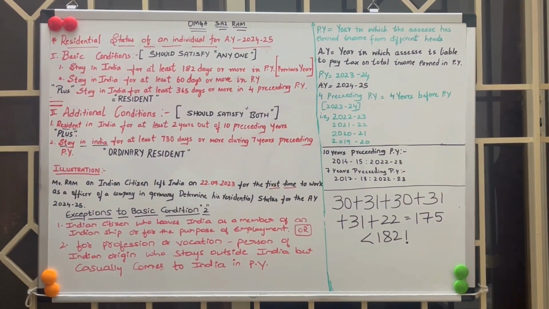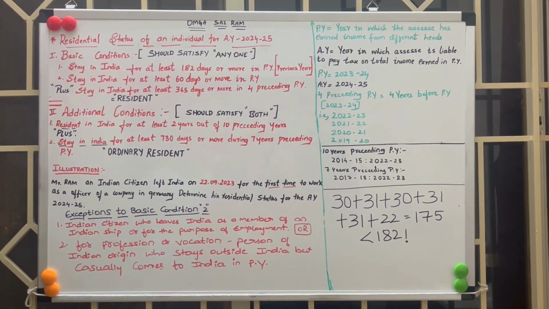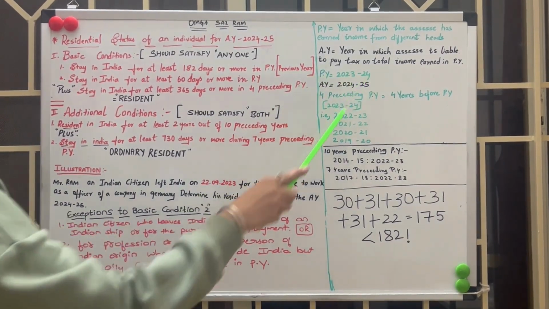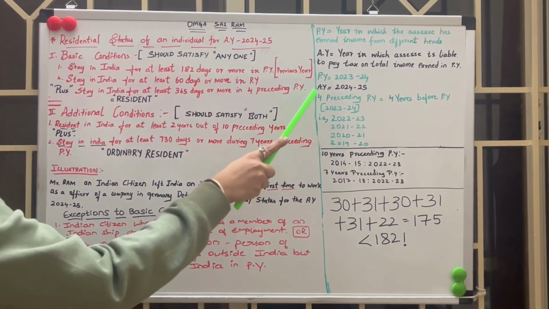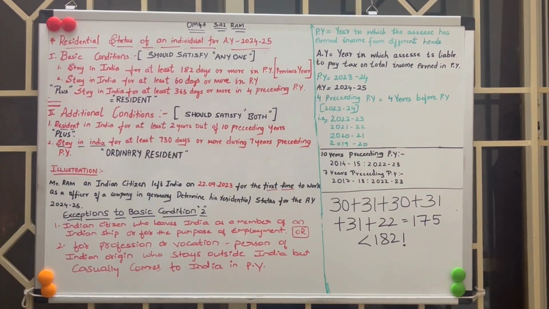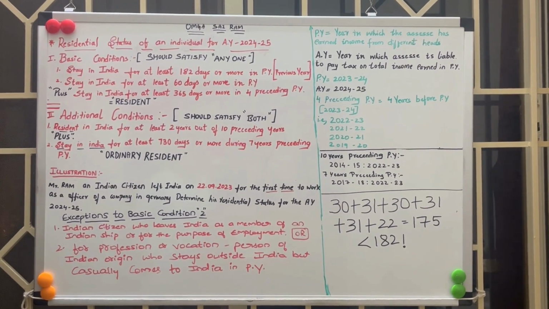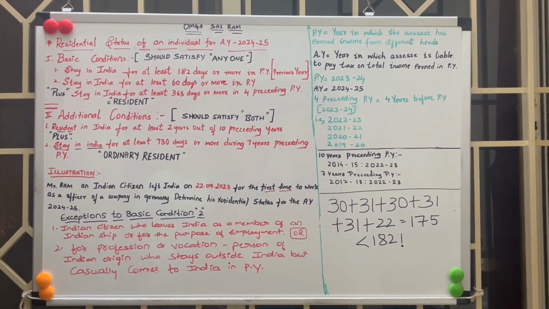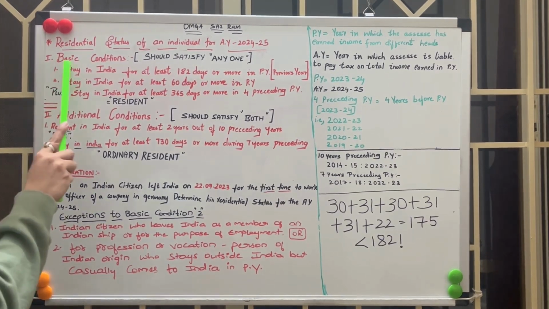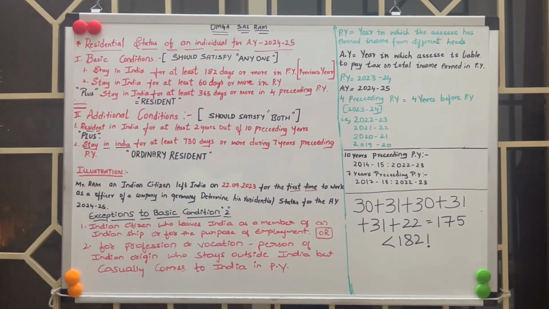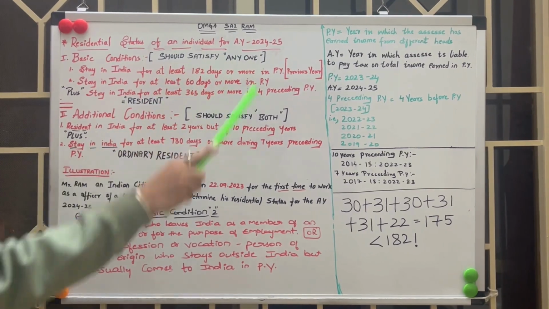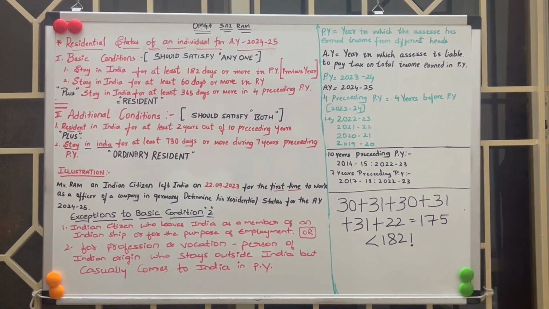For our understanding, let us consider previous year as 2023-24 and assessment year as 2024-25. That is, 1st of April 2023 to 31st of March 2024 as previous year. Now let's look at the basic conditions. An individual should satisfy any one of the basic conditions, then he will be considered as a resident.